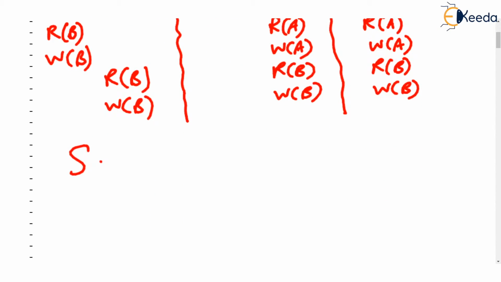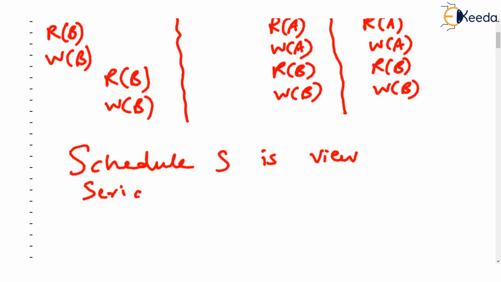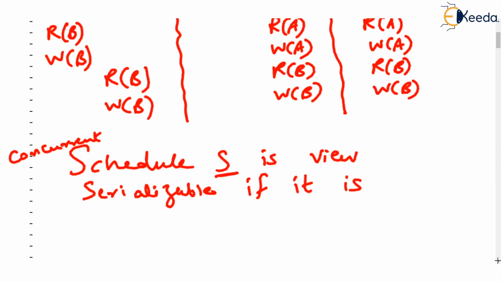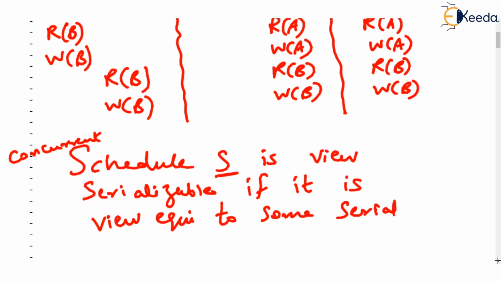We say schedule S is view serializable when it is a concurrent schedule. Remember, concurrent schedule S, when is it view serializable? It is view serializable if this schedule S is view equivalent, I'll write in short, view equivalent to some serial schedule.